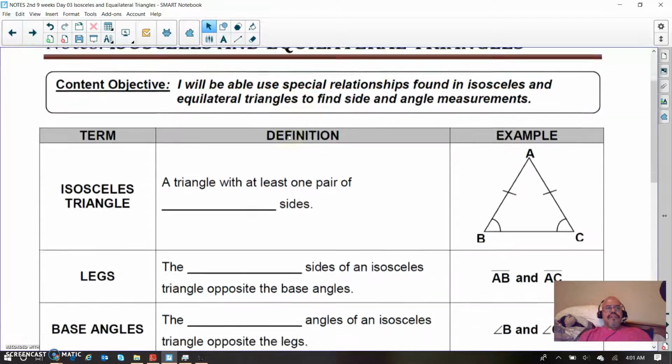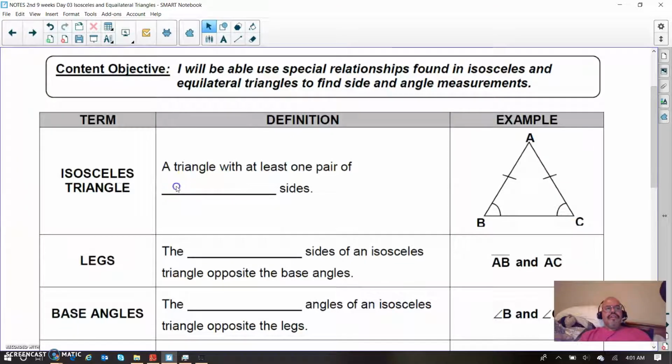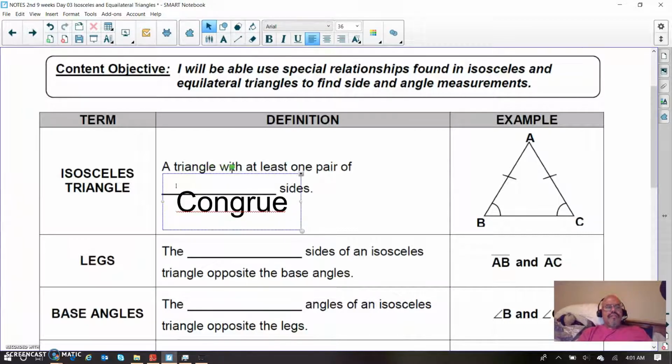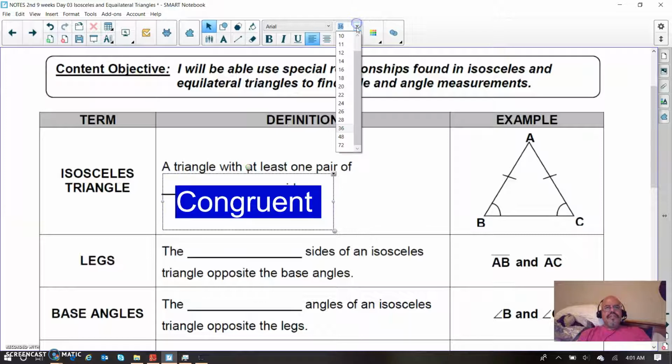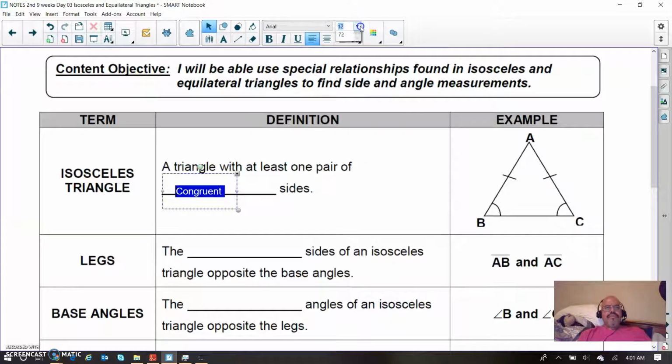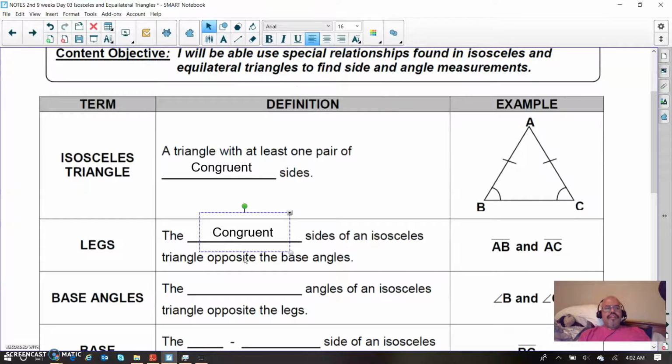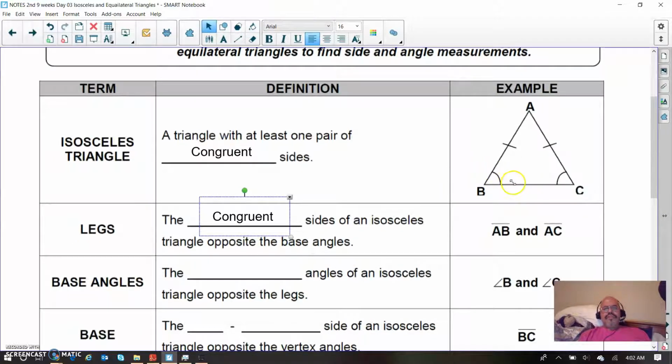Okay, so first off, it's kind of clear cut. An isosceles triangle is a triangle with at least one pair of congruent sides. Let me change my font on that. 12 font should be a little too small, so 16. There we go. Okay, so legs: those are the congruent sides of an isosceles triangle, and they're opposite the base angles.